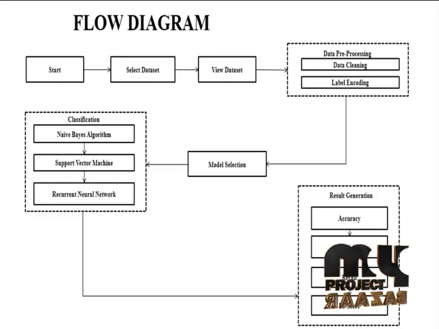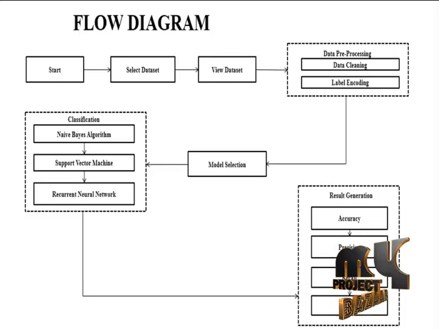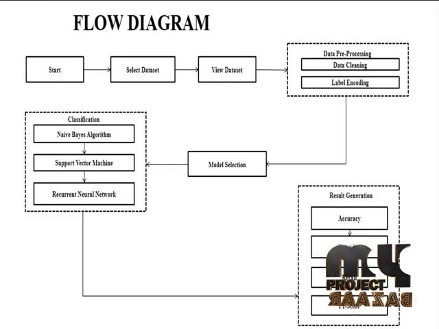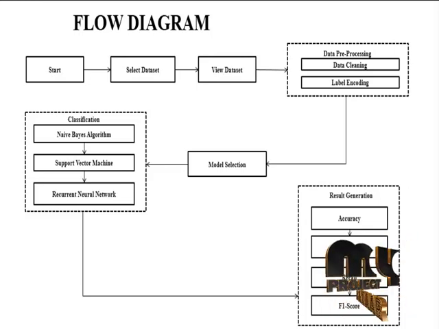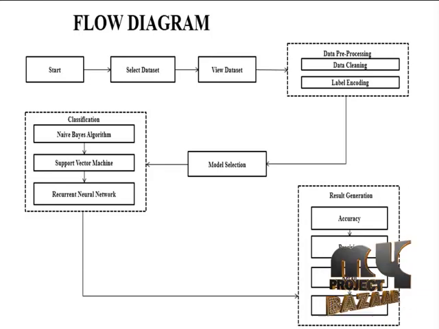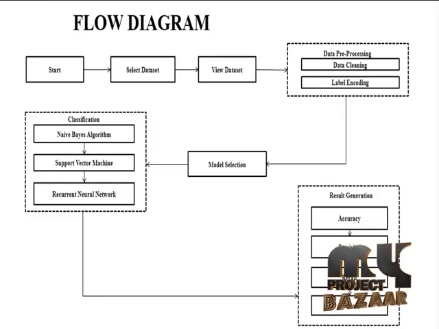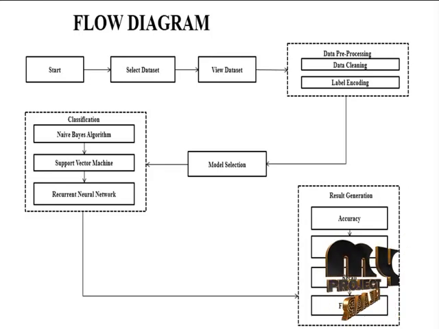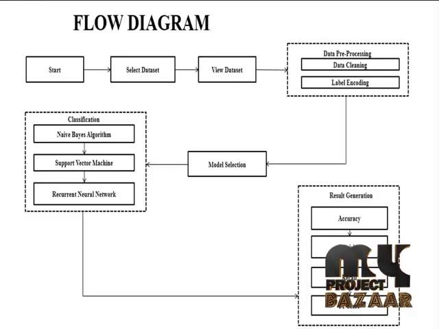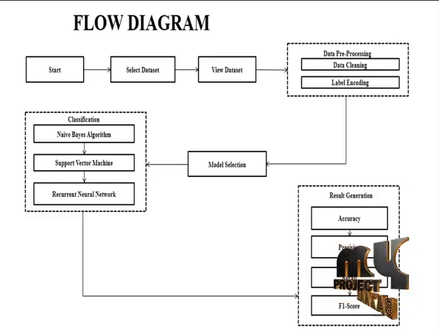In classification, we are using 3 different algorithms: 2 machine learning algorithms and 1 deep learning algorithm. Namely, the machine learning algorithms are the naive-Bayes algorithm and the support vector machine algorithm, and the deep learning algorithm is the recurrent neural network algorithm. The 3 algorithms are used to train our dataset and generate the results in the form of metrics like accuracy, precision, recall, and F1 score.